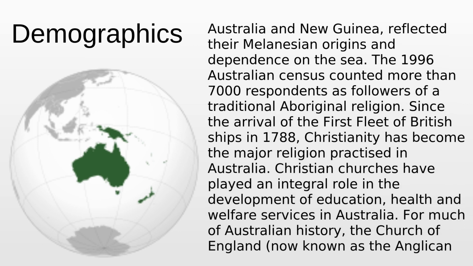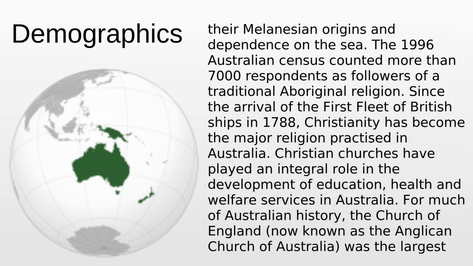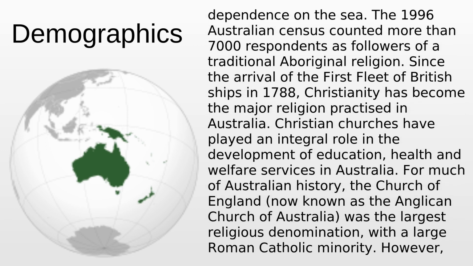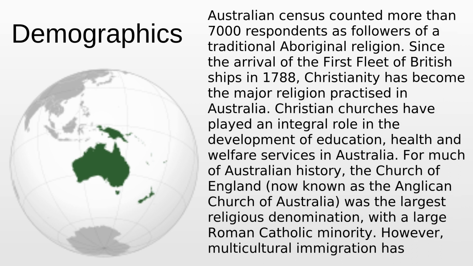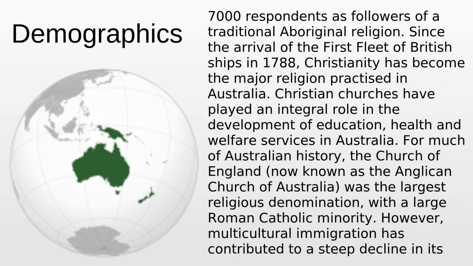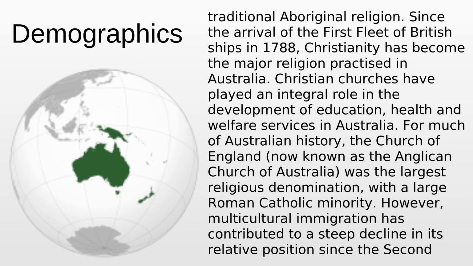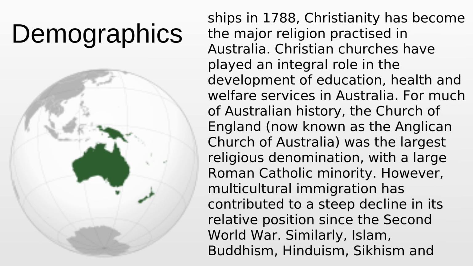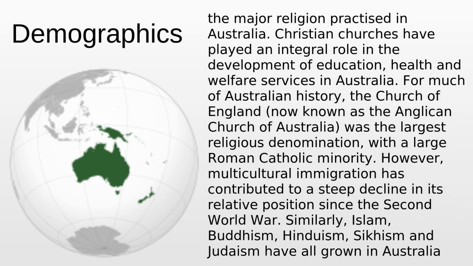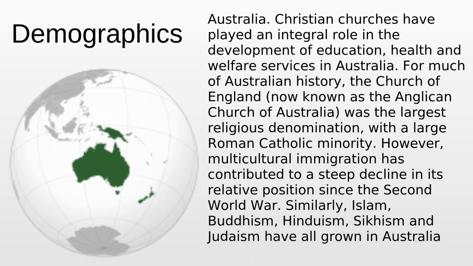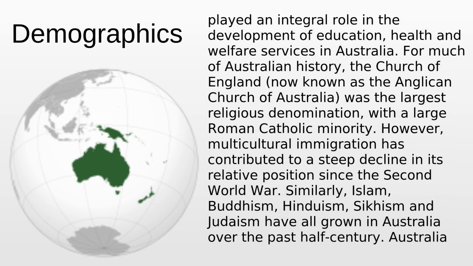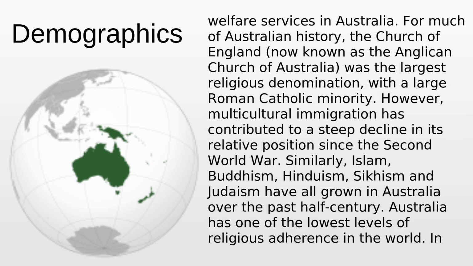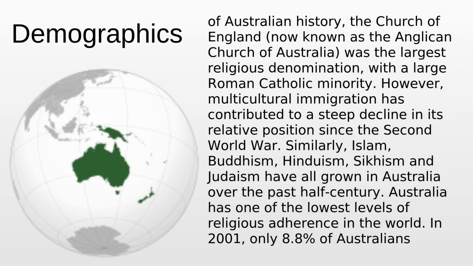The spirituality and customs of Torres Strait Islanders, who inhabit the islands between Australia and New Guinea, reflected their Melanesian origins and dependence on the sea. The 1996 Australian census counted more than 7,000 respondents as followers of a traditional Aboriginal religion. Since the arrival of the first fleet of British ships in 1788, Christianity has become the major religion practiced in Australia. Christian churches have played an integral role in the development of education, health and welfare services in Australia.